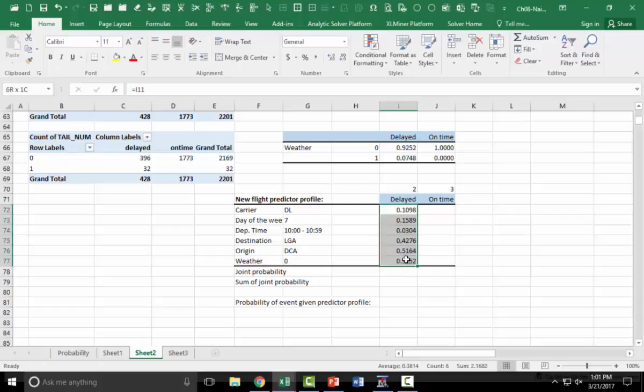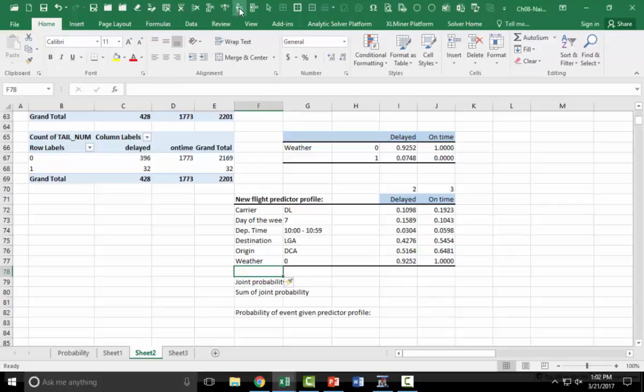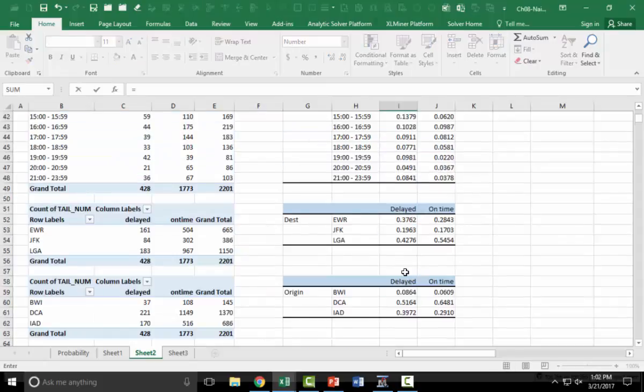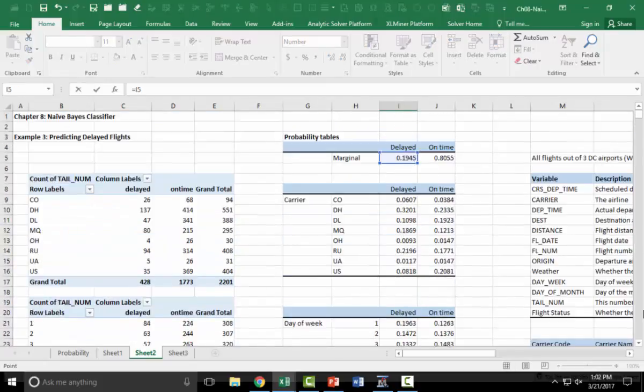So these are the conditional probabilities, and the joint probability is the product of all this, and of course the marginal probability too. So we need the marginal probability. Well, let's go ahead and insert a new row here. So we'll bring the marginal probability also down here. So marginal probability is that. Okay.